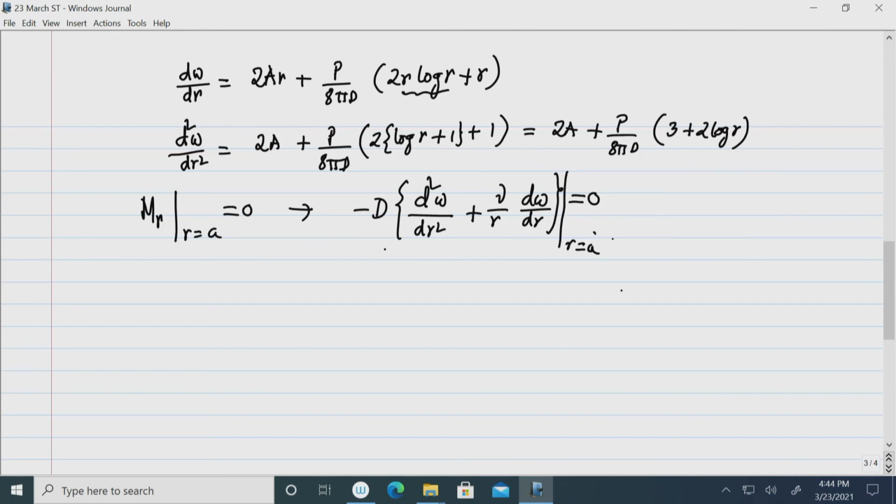So, after substituting this value, this d square w by dr square and dw by dr with r substituted as a, we now finally get an expression of a. So, from that condition we get directly the expression for a as minus p by 8 into 2 pi d, because 2 is there.